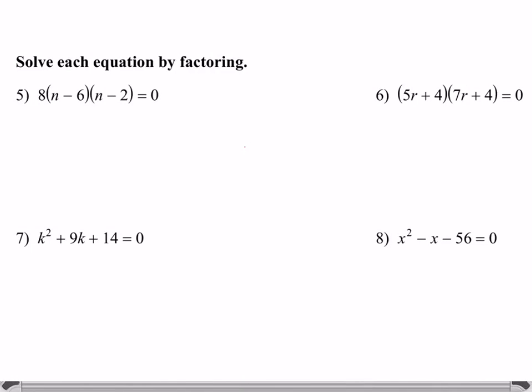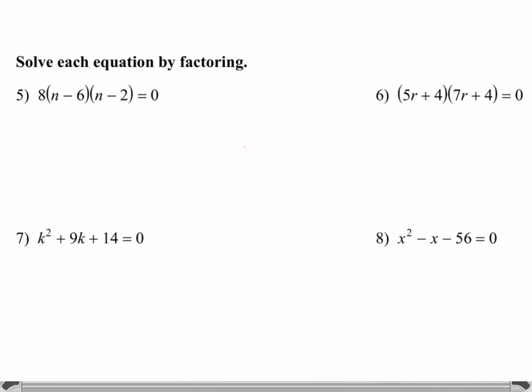Alright, so this one is the zero product property, meaning after we factor a problem, after we break it down into its individual pieces, we want to find out what the roots or the x-intercepts are. And so we solve the equation, meaning we set the equation equal to 0, because remember, we can only solve one variable at a time. So in this case, let's look at number 5 here: 8 times (n minus 6) times (n minus 2).